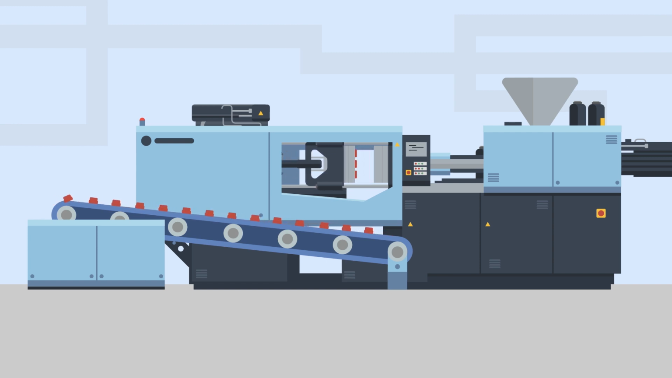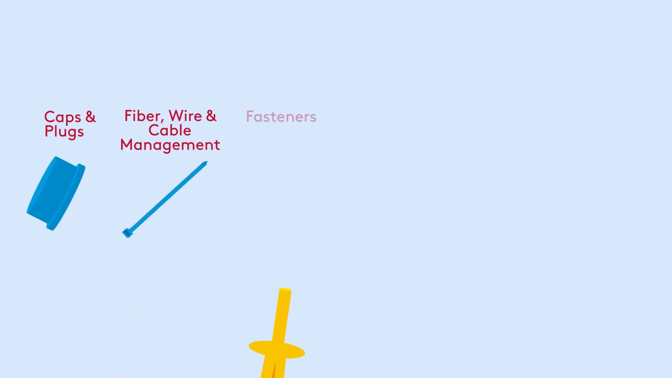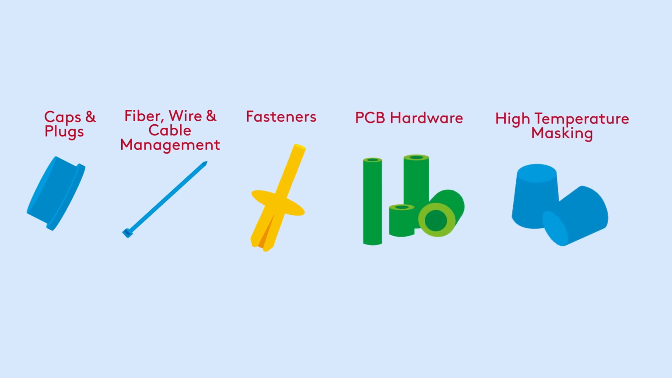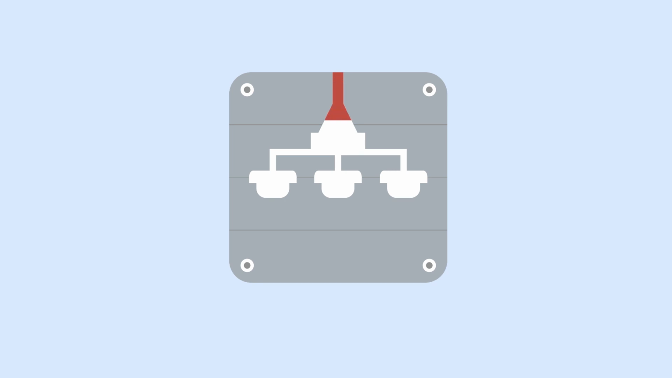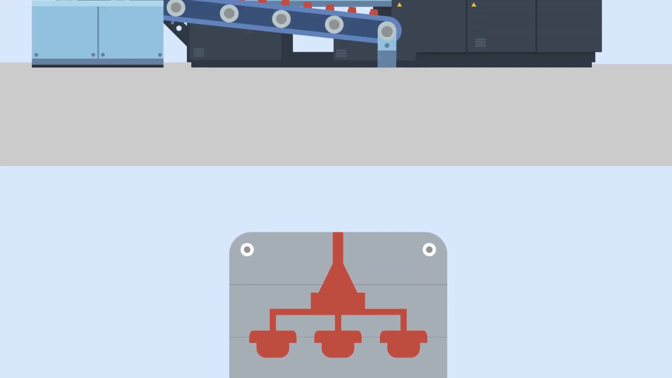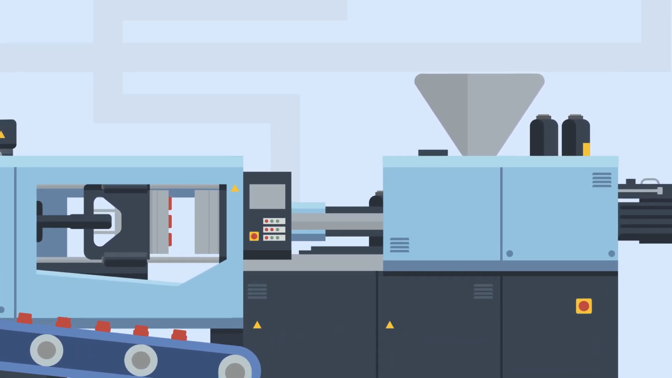We use the process to create high-quality bespoke and standard plastic components, including caps and plugs, fiber, wire and cable management, fasteners, PCB hardware, high-temperature masking. Using injection molding and a stock of unique molds, we provide our customers both with the advantages of unique design and mass production, with over 1 billion parts in stock. So let's take a look at how the injection molding process works.